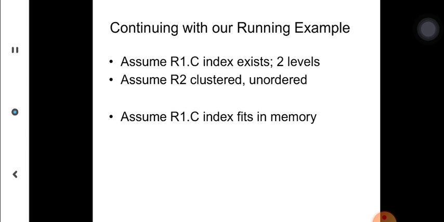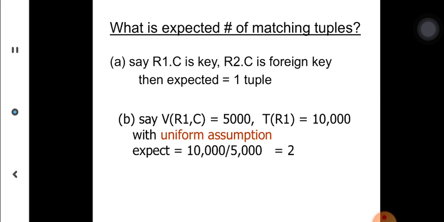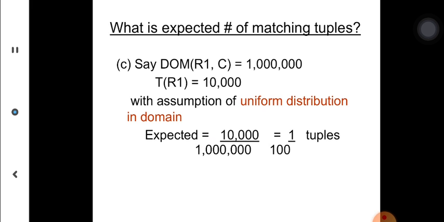So that's the whole thing, and we actually have some certain assumptions in terms of index, in terms of cluster, and we do the calculation of cost. R2 reads 500 input output, so for each you probe the index, and if match then read R1 tuple. So you are actually checking the index and then getting the data, that's what happens. So what is the expected number of matching tuples? It depends on at least one tuple expected for each combination. And what is the expected number of matching tuples if you have this kind of data manipulation operations?